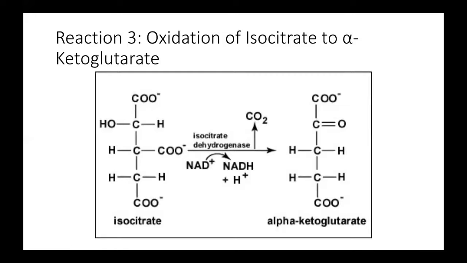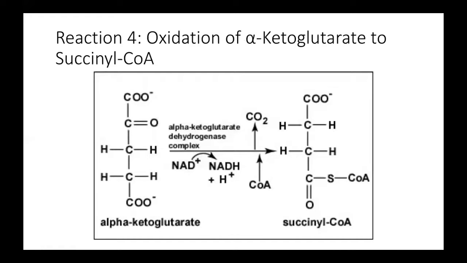Then is the oxidation of isocitrate to alpha-ketoglutarate. Firstly, isocitrate is oxidized to form oxalosuccinate, and at the same time, NAD+ is reduced to become NADH. Then the unstable oxalosuccinate bound to isocitrate dehydrogenase is immediately decarboxylated, losing a carbon dioxide molecule and converting to alpha-ketoglutarate.